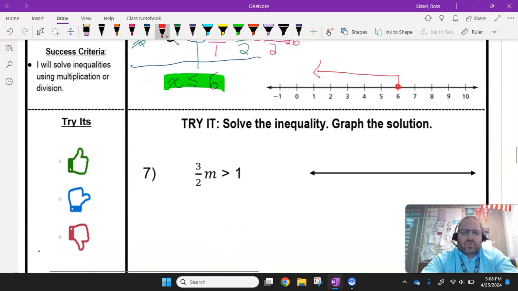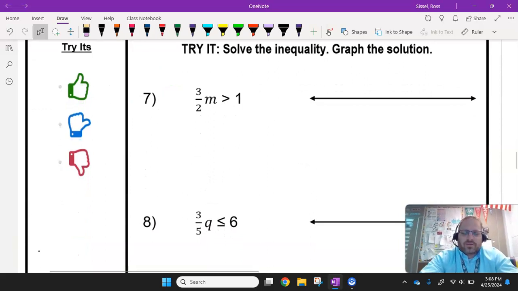Alright, let's have you guys try this. Now, the first one gives you a little bit of a trick, but I think you can handle it. Let's see what you get when you solve for m. It's 3/2 times m is greater than 1. Alright, here's my work.